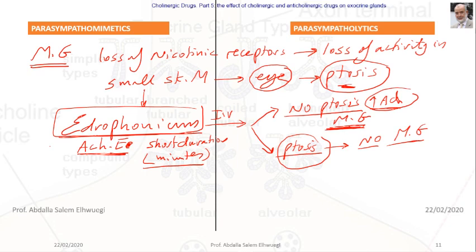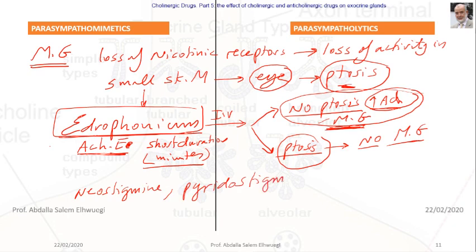Now, if the person is diagnosed to have myasthenia gravis, in this case, he is given neostigmine or pyridostigmine. These are anticholinesterases, as we have said. They have generally a peripheral effect, they have no central effect, and they can improve skeletal muscle contraction.